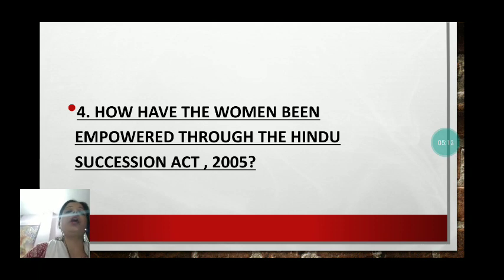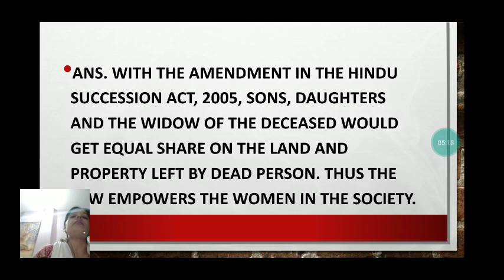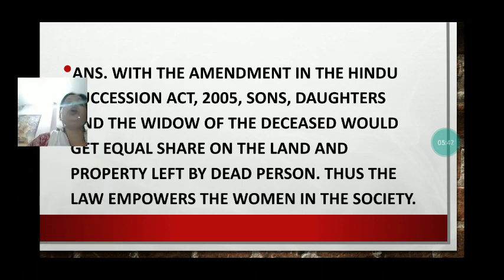One more question is here. How have the women been empowered through the Hindu Succession Act in 2005? With the amendment in the Hindu Succession Act 2005, the son, daughter and the widow of the deceased, means one who has passed, would get equal share on the land and property left by the dead person. Thus, the law empowers the women in the society.